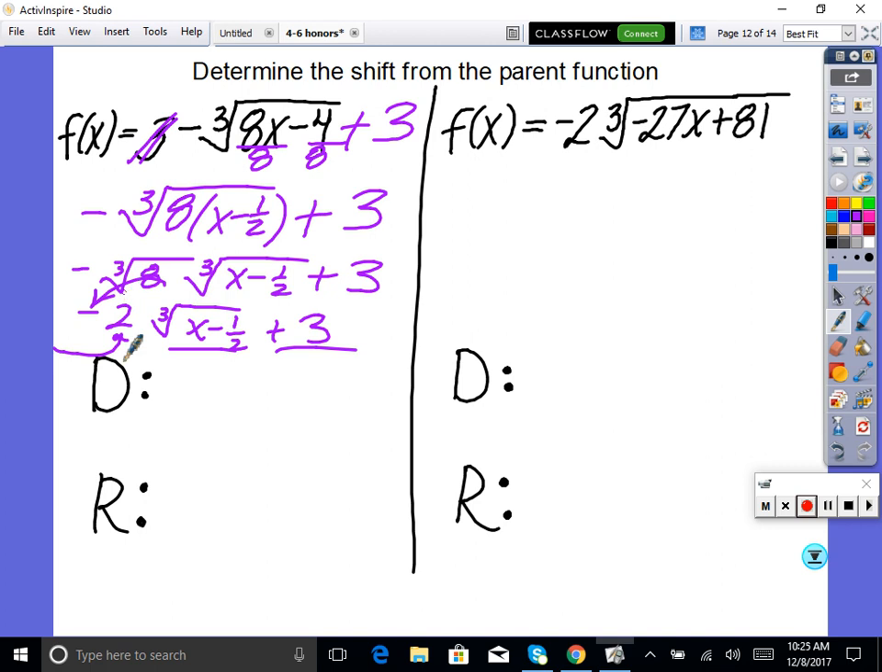Domain for cubes. Cubic. Cube roots, I meant. And range. Good. All right, so I think, okay, watch.